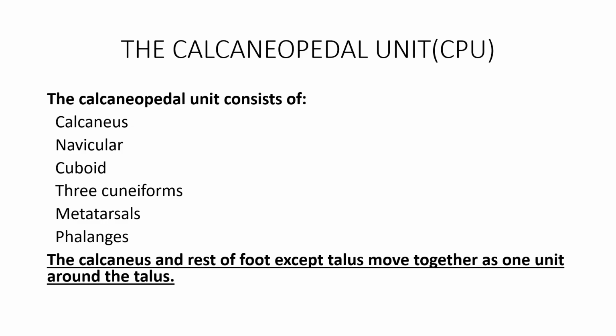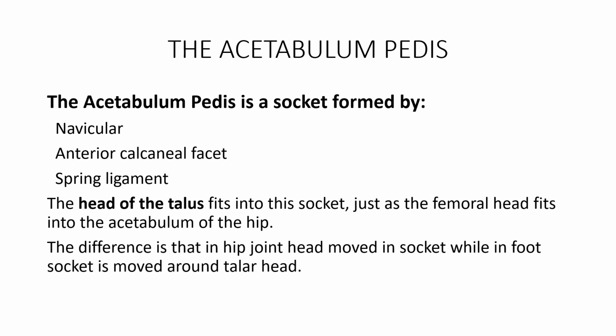The calcaneopedal unit is another important concept to understand. All bones of the foot except the talus form the calcaneopedal unit. So the calcaneopedal unit consists of the calcaneus, navicular, cuboid, three cuneiforms, 5 metatarsals, and 14 phalanges. So out of 26 bones, 25 bones make the calcaneopedal unit. The calcaneus and the rest of the foot except the talus move together as one unit around the talus.